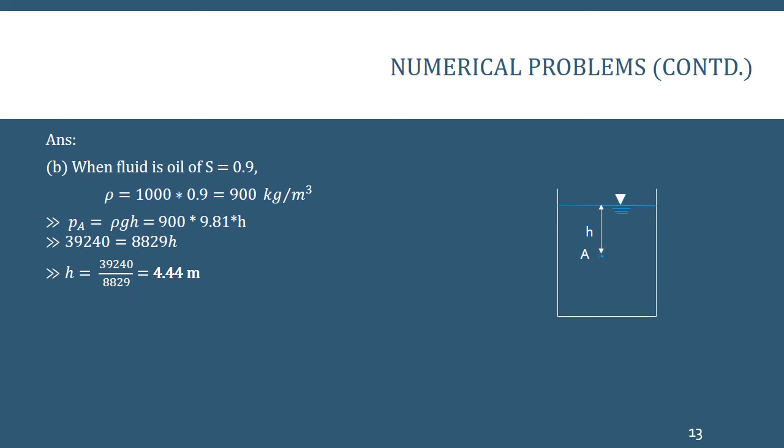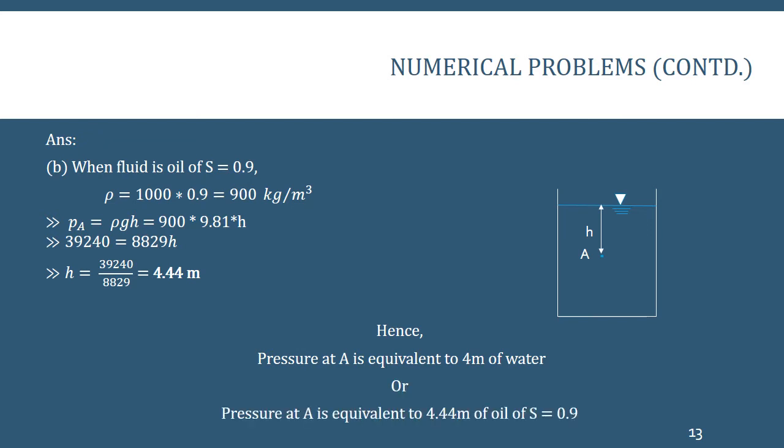And so now I'll show you how pressure at A can be expressed in two different ways. Pressure at A can be said to be equivalent to 4 meters of water, because it has to be at a depth of 4 meter below the free surface of water to have a pressure of 3.924 Newton per centimeter squared. Or pressure at A can be equivalent to 4.44 meters of oil of S equal to 0.9. So this is another way of expressing pressure at A. So you can say that pressure at A is equal to 3.924 Newton per centimeter squared. Another way to express it is that pressure at A is equivalent to 4 meters of water.